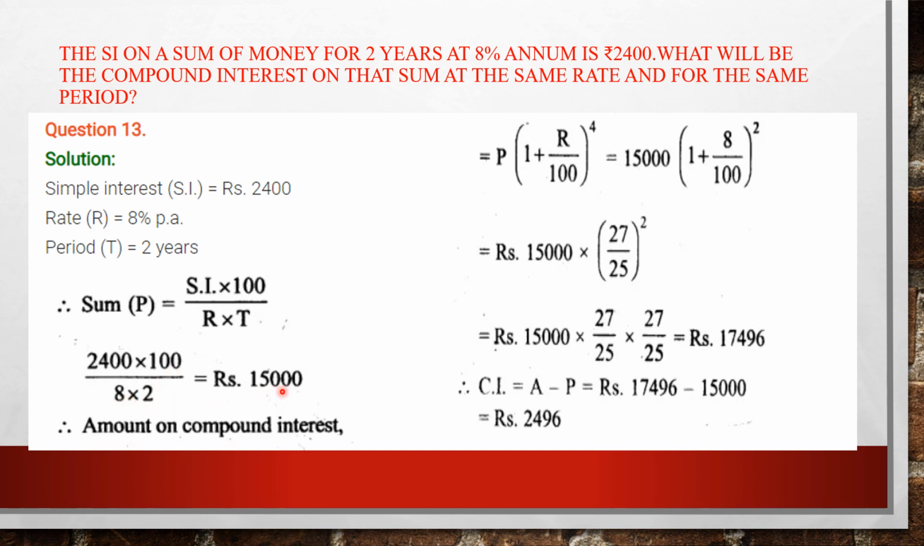So the principal amount has been calculated. Now we are going to calculate the compound interest. For the principal amount, amount equals P into (1 plus R by 100) power n. That is equal to 15,000 into (1 plus 8 divided by 100) power 2, where R is the rate of interest, for a period of 2 years. We get 17,496. So what is the compound interest? Amount minus the principal amount. That is equal to 17,496 minus 15,000. We get the compound interest as 2,496.